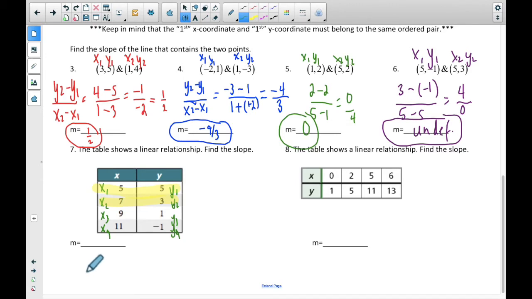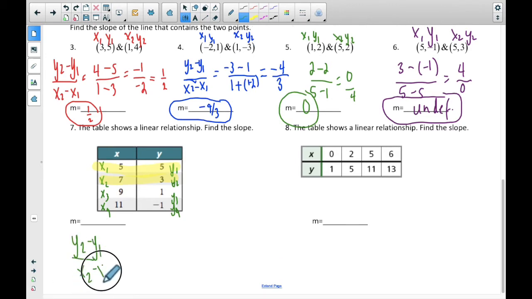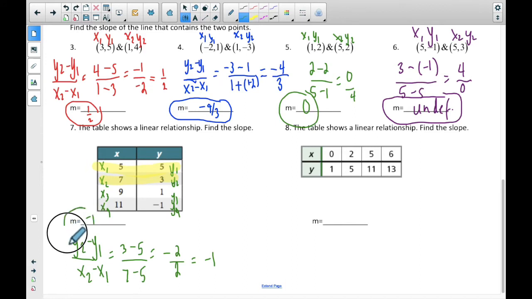So I'm still going to do the same form. That is y sub 2 minus y sub 1 over x sub 2 minus x sub 1. And so my y sub 2 is 3. My y sub 1 is 5. My x sub 2 is 7. And my x sub 1 is 5. And so now I have a negative 2 over positive 2, and that is a negative 1. So my answer here is negative 1. If I had chosen any of the other ones, I would have come up with the same exact answer.